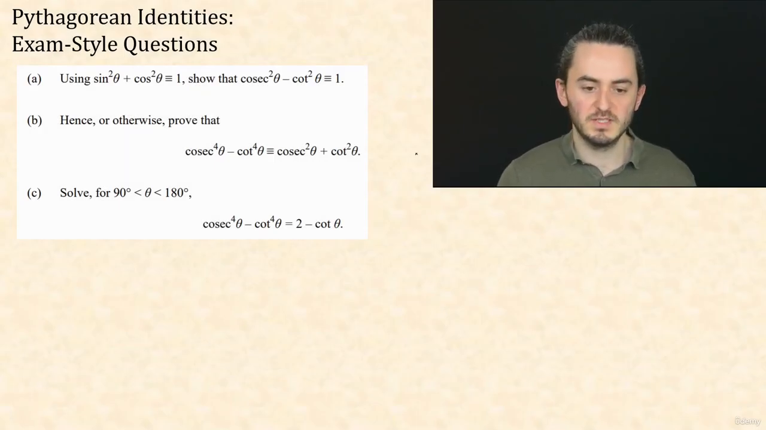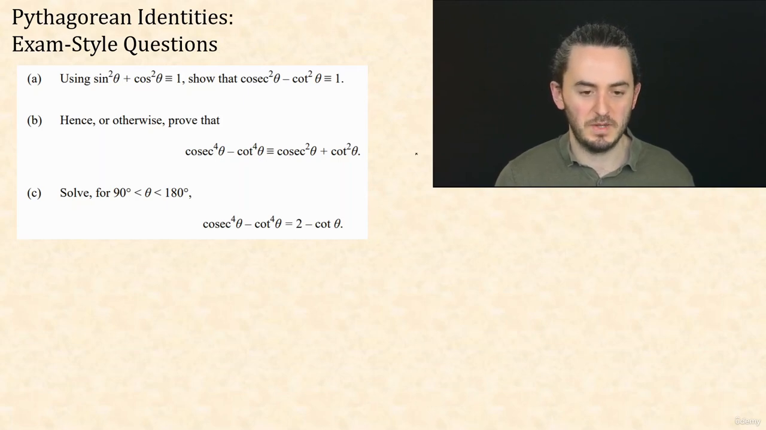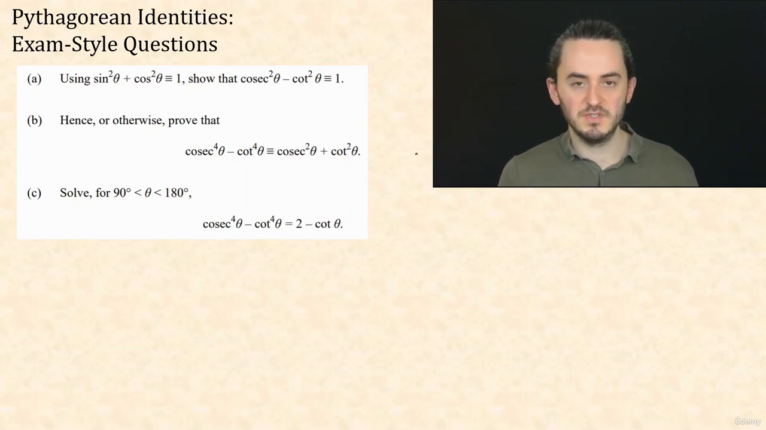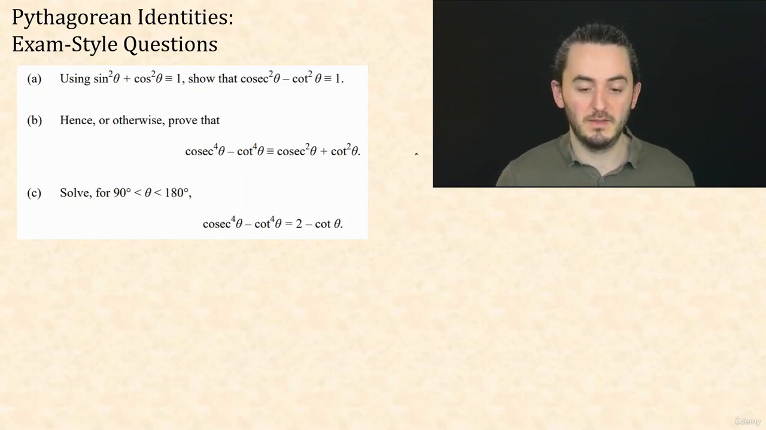Use sine squared theta plus cos squared theta is identical to 1 to show that cosec squared theta minus cot squared theta is 1. Hence or otherwise prove that statement and then solve that equation. So this is a very typical way for this sort of thing to be assessed. There'll be maybe a show that or a proof, and then we're going to use that proof to solve an equation. So let's begin with this one.